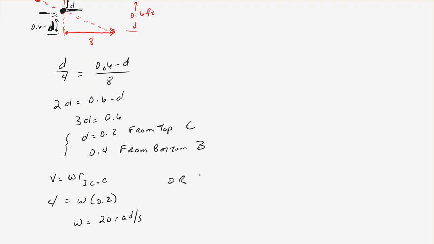Now, because we're trying to find omega for the whole disk, it would be the same whether it's C or B, so we could use point B. Okay, so 8, using the velocity that's on the bottom, is equal to omega times the distance from the instantaneous center to B, which is this 0.4. So omega turns out to be 20 radians per second, which is what we had before.